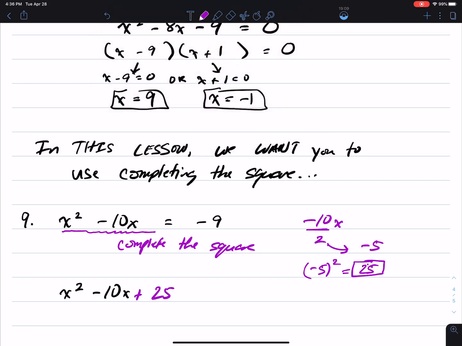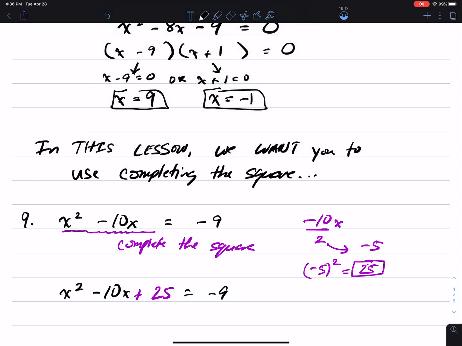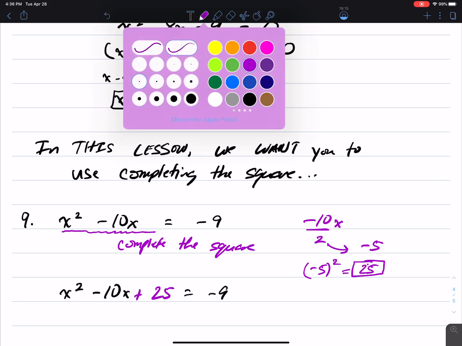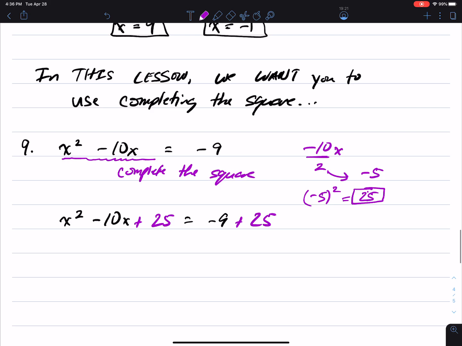Plus 25, switch back to black, equals negative 9. And of course, what's coming up? I have to add 25 to that side as well, okay? That's very important. You cannot just go and add 25 to one side and go, oh, look, Mom, I completed the square without also adding that 25 to the other side of the equation. That's important, okay? So let's finish this.